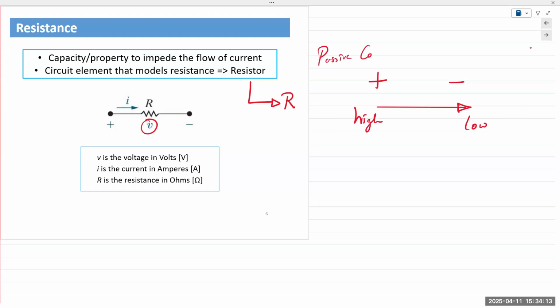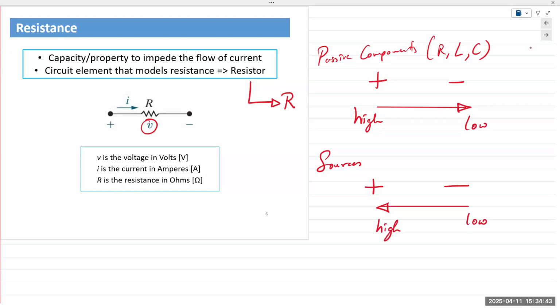Passive components like resistors, inductors, and capacitors, current is always going from plus to minus. For sources, it's exactly the opposite. For sources, current always goes from low to high, or lower potential to higher potential. Otherwise, our equations would never balance out. Okay.